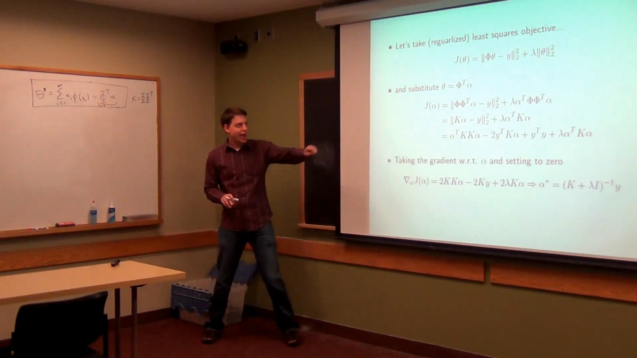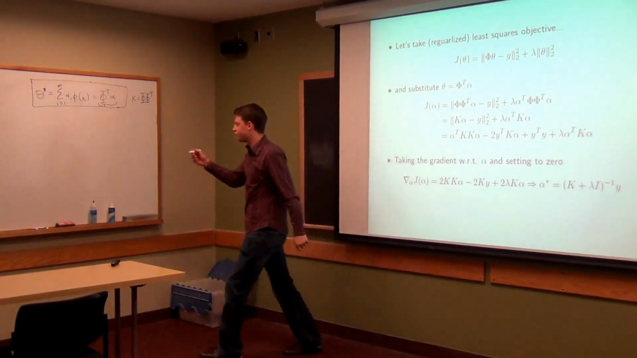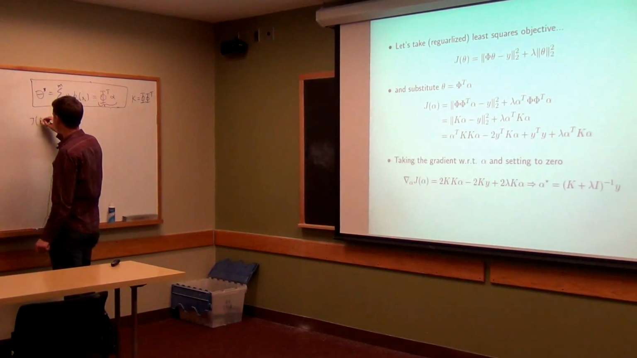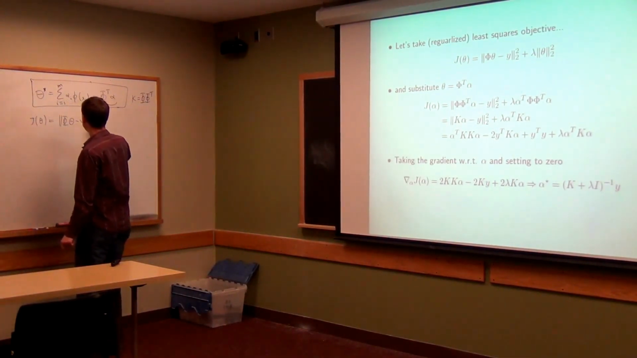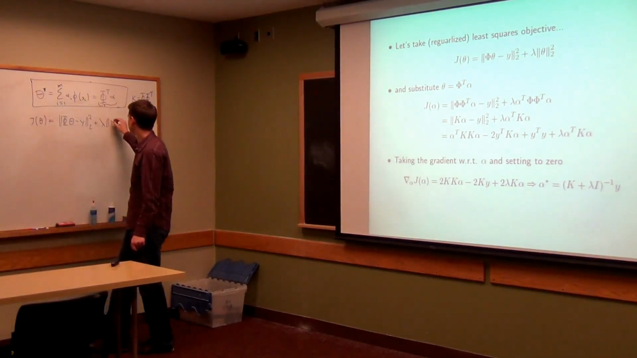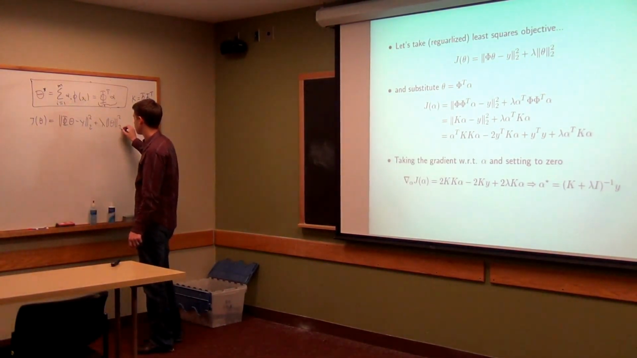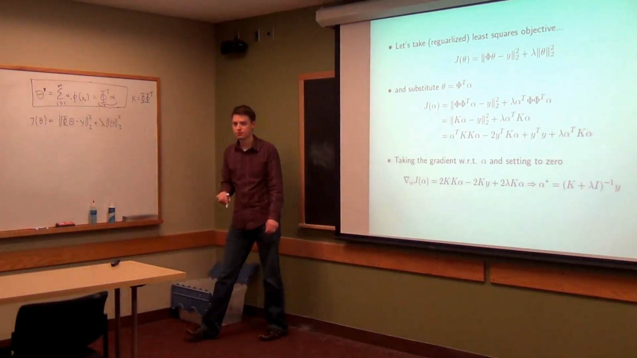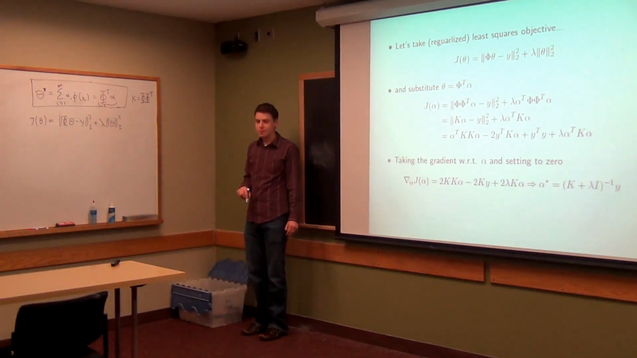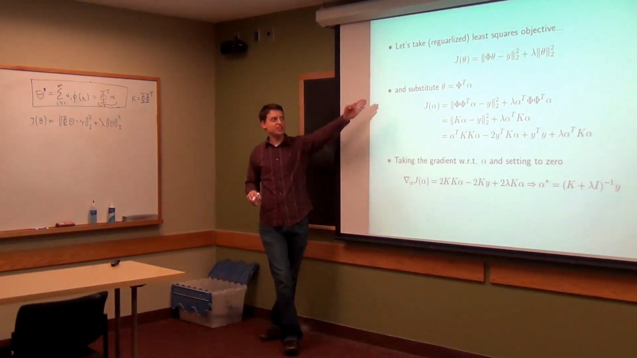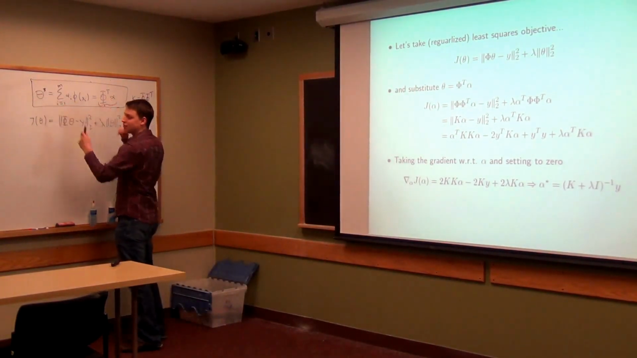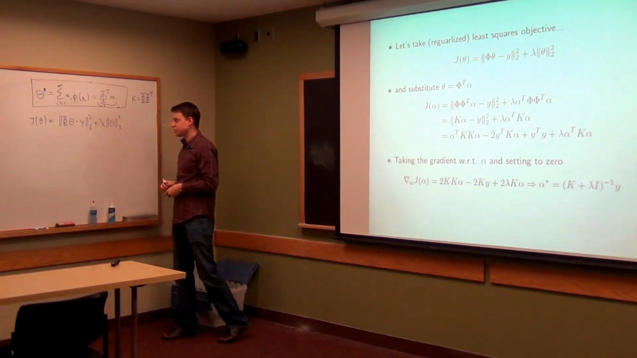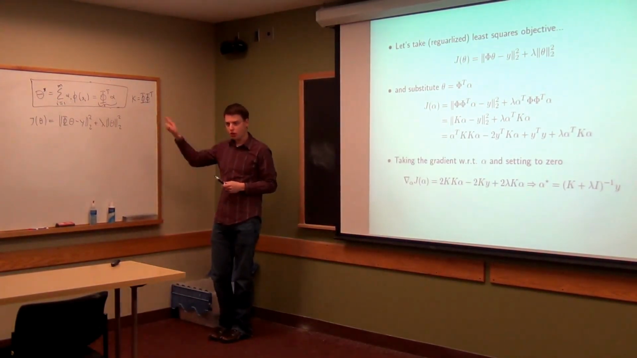So we have this problem here: J of theta equals the norm of phi theta minus y, squared, plus lambda times the norm of theta squared. Theta is infinite dimensional here, but we know that the optimal theta has to obey this form. Let's just plug that form into our equation here.